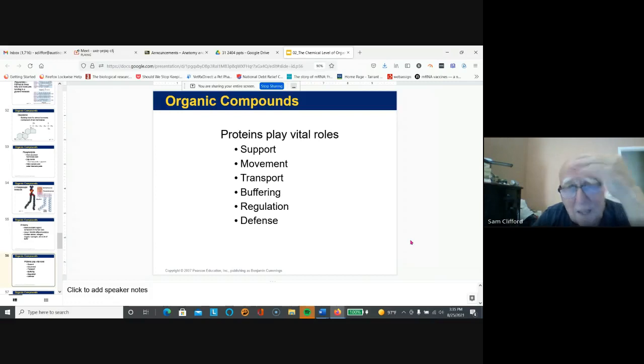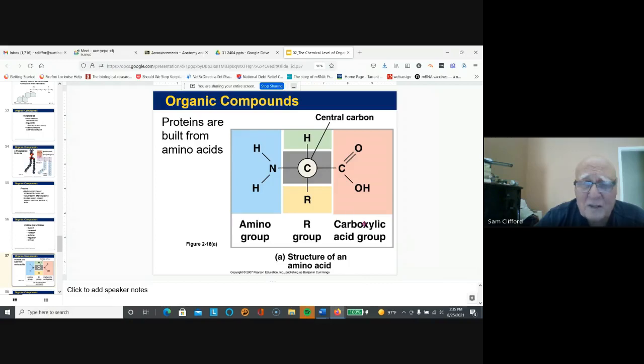So proteins do a lot of things: support muscle movement, transport vital molecules, buffer the blood, regulate using hormones, and antibodies are made of proteins. So you should know this basic structure.